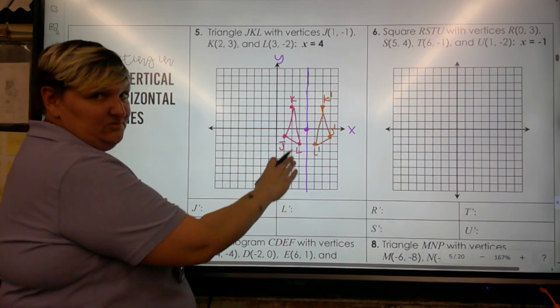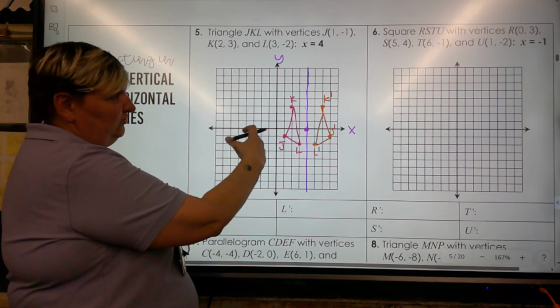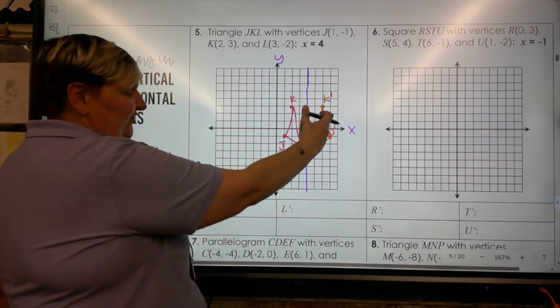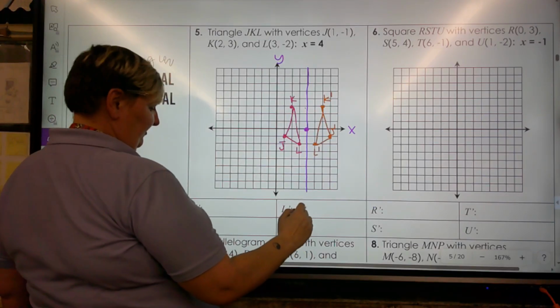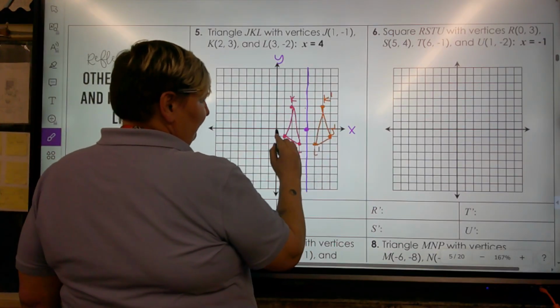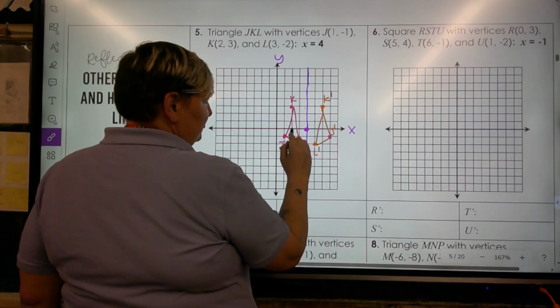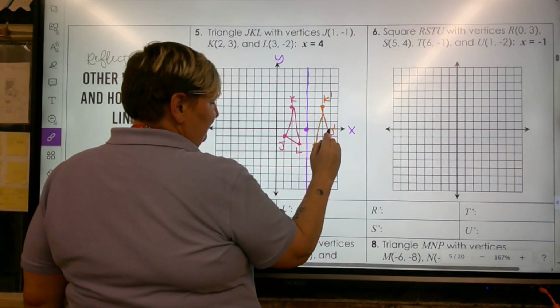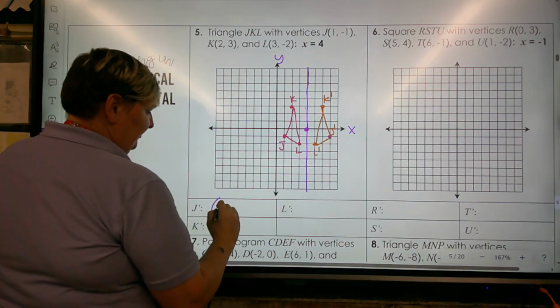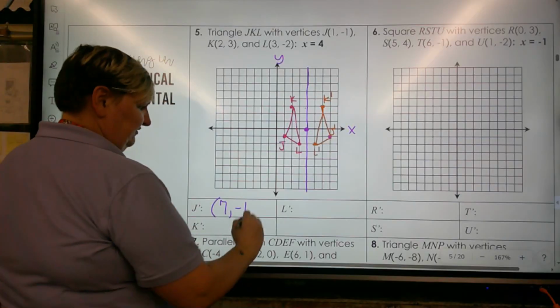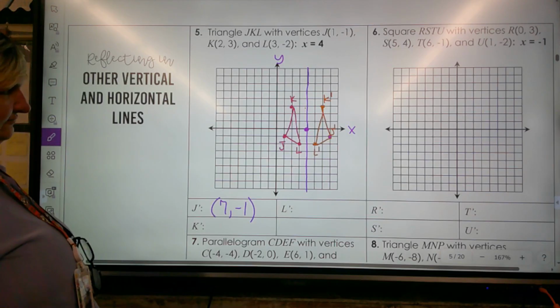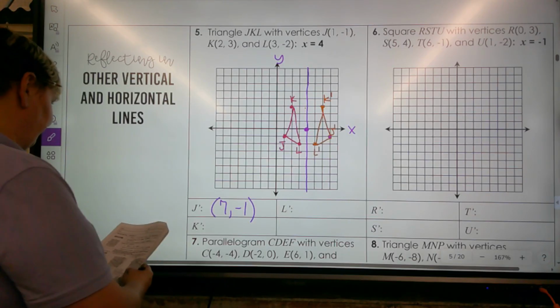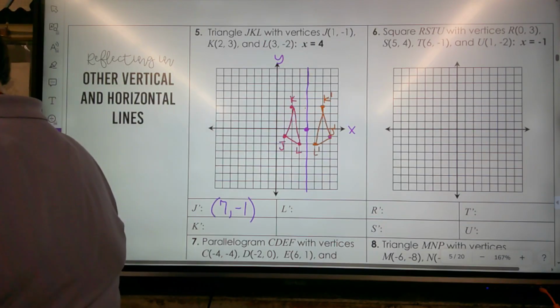And if you do it this way, if you do it by looking at your equidistance, then all you have to do is figure out your points, and you can just fill the information in down here, right? J, if I wanted to get to J, 1, 2, 3, 4, 5, 6, 7 right, 1 down. So I went 7 right, 1 down to get to J prime. That's not right. Yeah, it is.